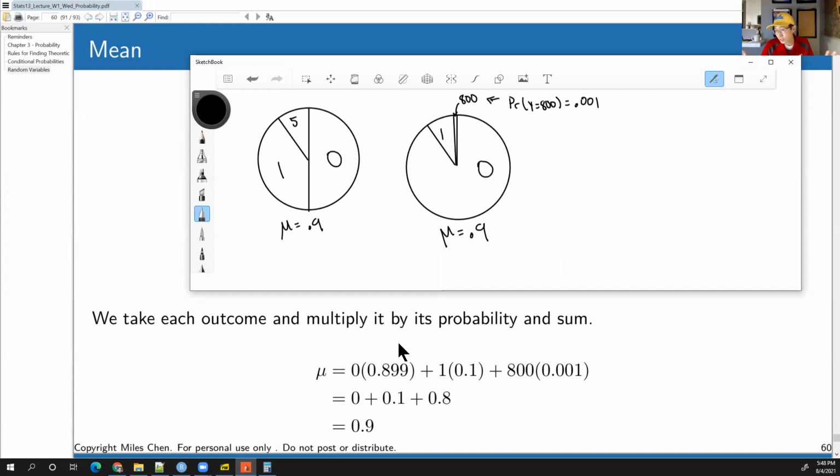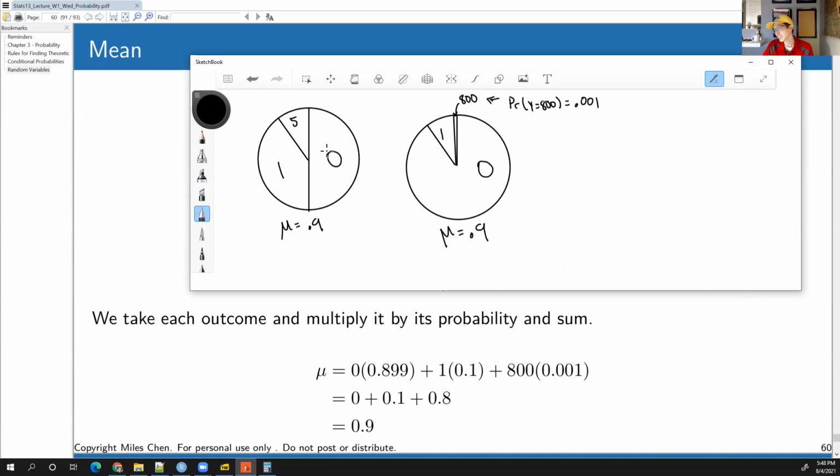So both of these games, if you play both games infinitely many times, on the average winnings is going to be 90 cents for both of these games. Okay, which game is more exciting to play? The one where you have a chance at winning $800, right?